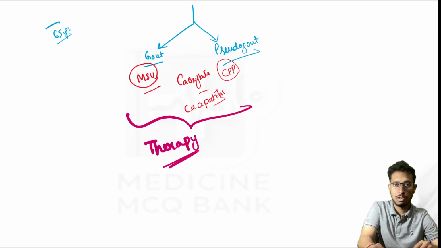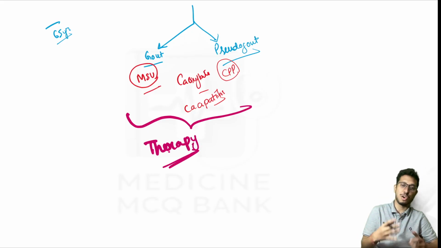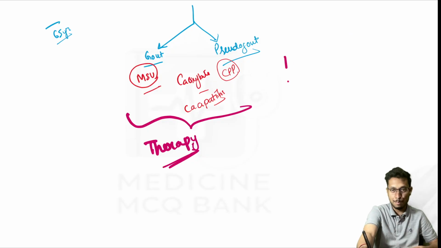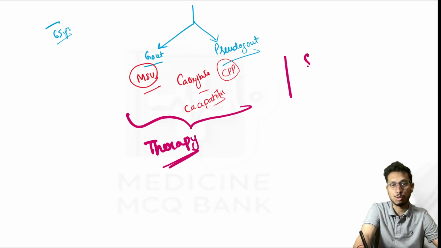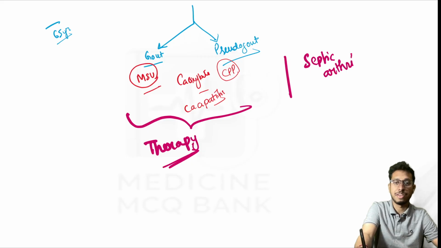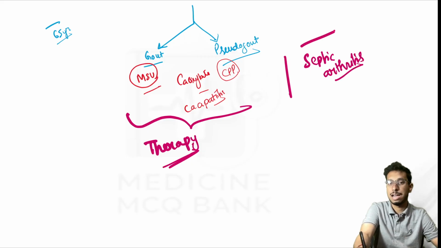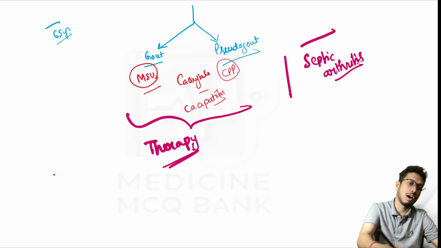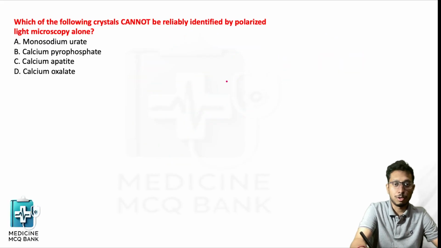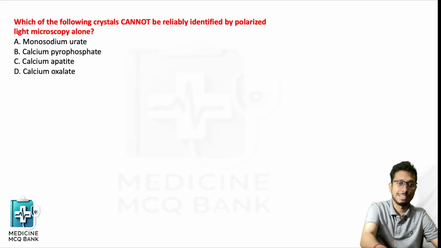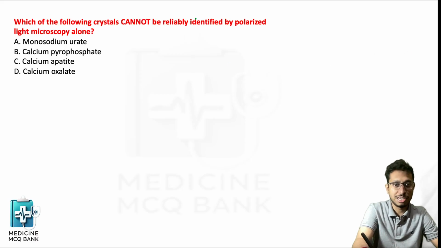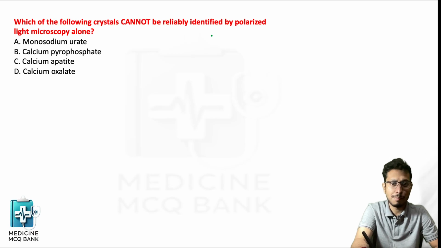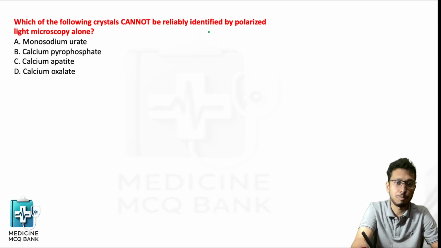Okay, all right. Also, assessment of joint fluid is very important to rule out an important differential of this case, that is septic arthritis, which also presents with severe, disabling joint pain, unable to move the joint, as well as fever. But fever will be higher grade compared to gout. Okay. So coming to the first MCQ of the day, first MCQ from the topic proper. It says, which of the following crystals cannot be reliably identified by polarized light microscopy alone?